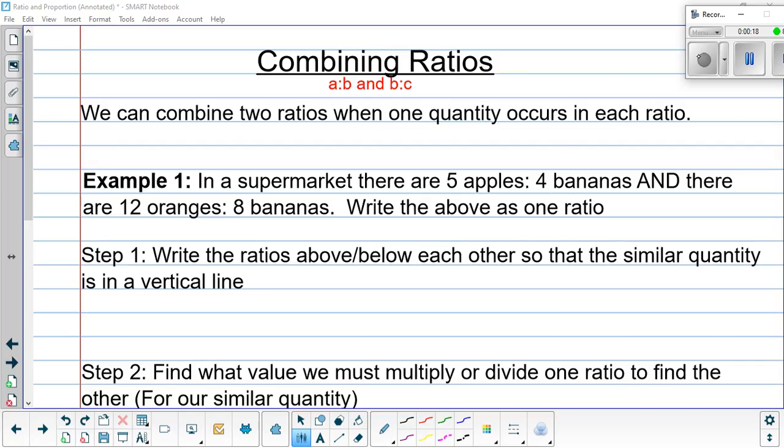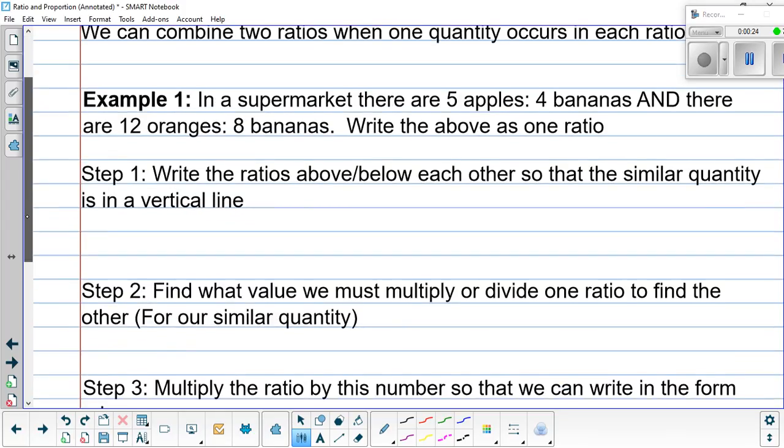So for our first example, we're going to talk about fruits in a supermarket, right? In a supermarket, there are 5 apples to every 4 bananas. And there are also 12 oranges to every 8 bananas. So we want to write the above as one ratio, right?